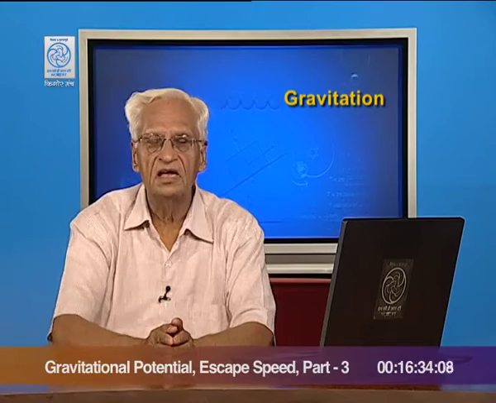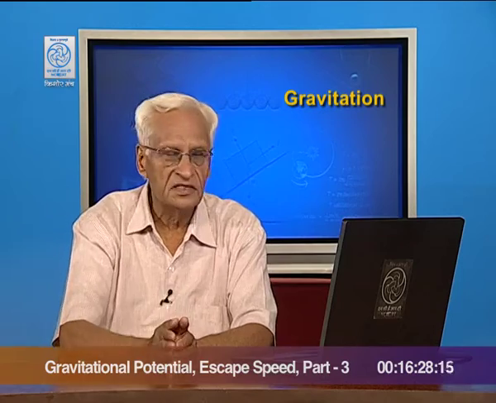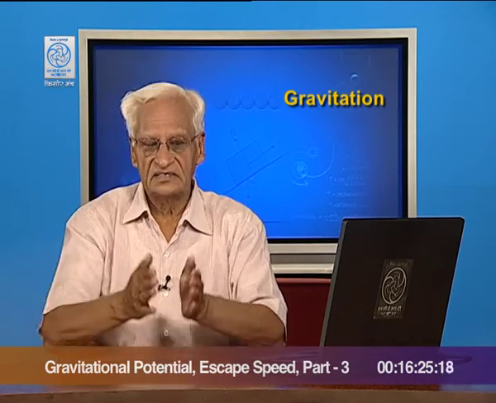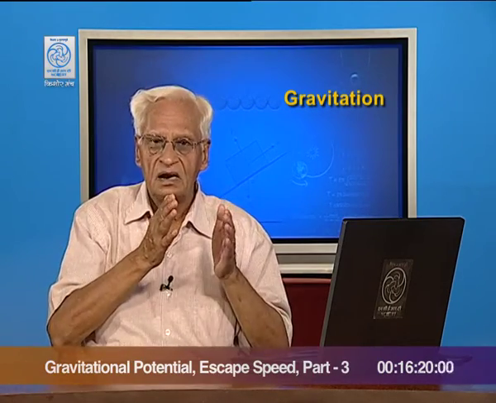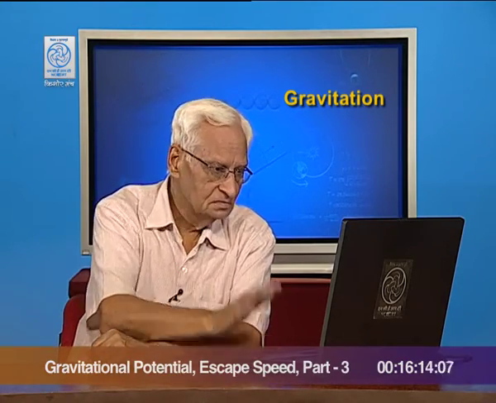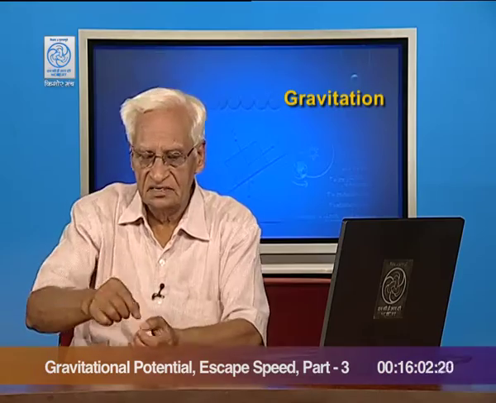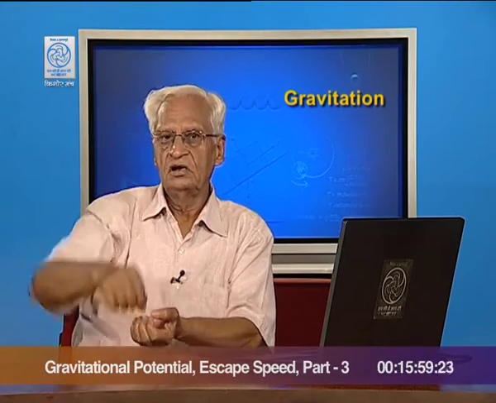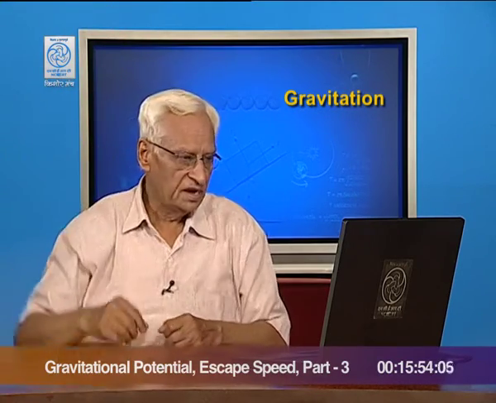That means, effectively we have put the gravitational potential energy of the mass to be 0 at the surface of the earth. Remember that since it is the difference in the potential energy that matters, we can take the 0 of energy at any place we find convenient. So, we can fix the 0 of potential energy at the surface of the earth. Then we can call the potential energy of a particle at a height h as U equal to m g h. That is, if I take a particle to a height h from the surface of the earth, then it gains in energy, which is m g h.